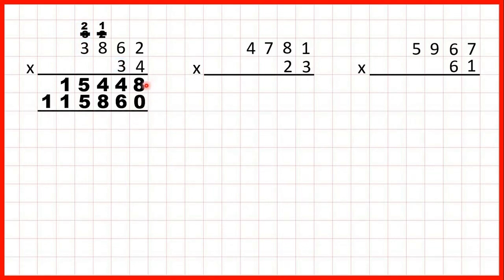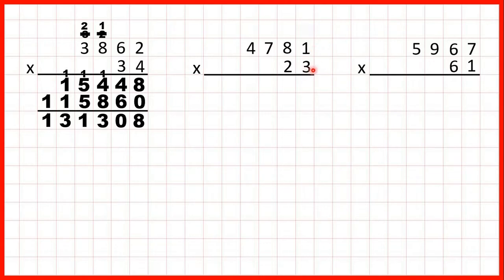So now we just need to add up our answer lines to get our answer. 8 plus 0 is 8, 4 plus 6 is 10, so 1, 0. 1 plus 4 plus 8 is 13, so 1, 3. 1 plus 5 plus 5 is 11, so 1, 1. 1 plus 1 plus 1 is 3, and nothing plus 1 is 1. So our answer is 131,308.